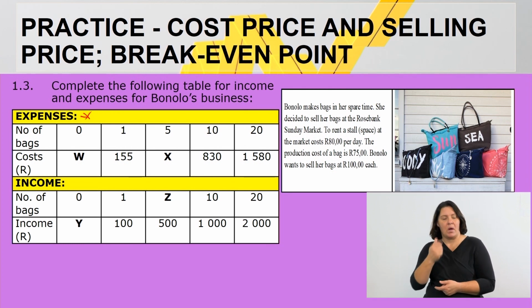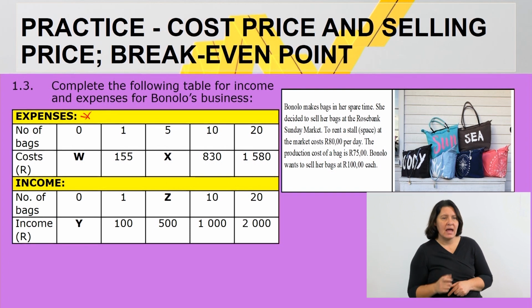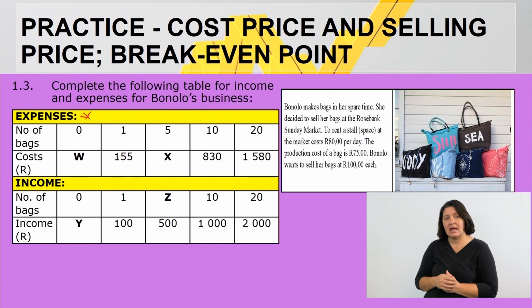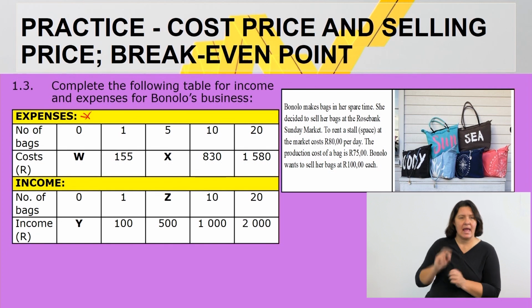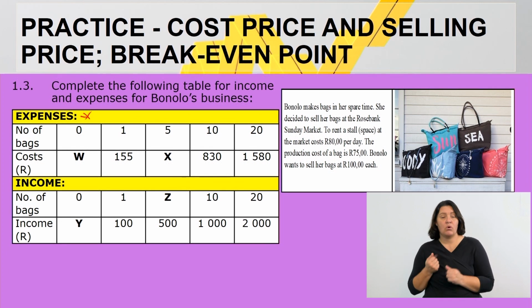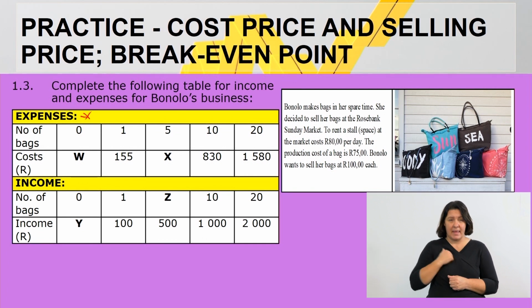So we need to find that value. 155 Rand if one bag is produced. Then I'm looking at X. Again, that's another missing value, so we need to find X or solve for X. And then we are saying that if she makes 10 bags, it will cost her 830 Rand to do so. And then for 20 bags, it will be 1,580 Rand. Then we have our income, and that's right here.